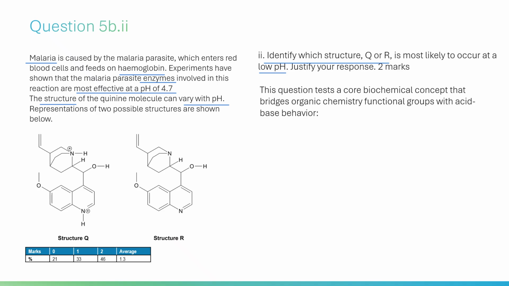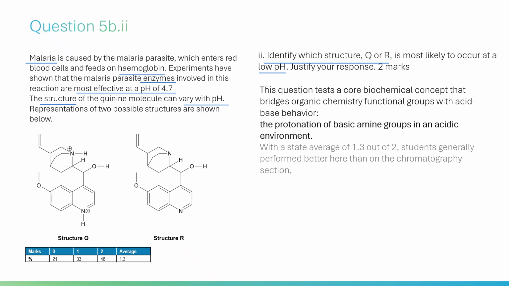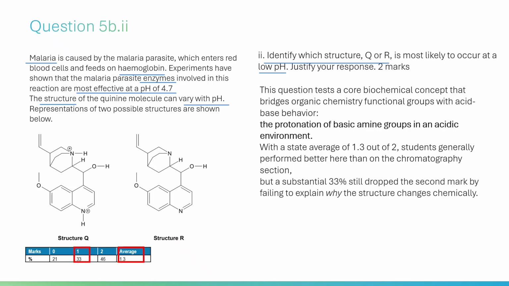This question tests a core biochemical concept that bridges organic chemistry functional groups with acid-base behavior, the protonation of basic amine groups in an acidic environment. With a state average of 1.3 out of 2, students generally performed better here than on the chromatography section, but a substantial 33% still dropped the second mark by failing to explain why the structure changes chemically.